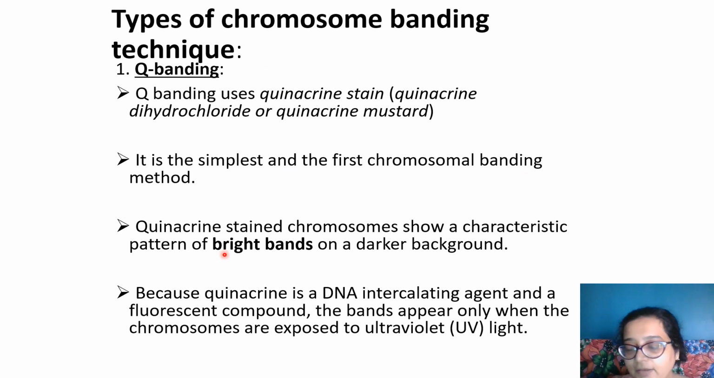So quinacrine banding: just like we use Giemsa as a stain, you can also use quinacrine. Quinacrine mustard or quinacrine dihydrochloride was the initial method of chromosome banding where you see fluorescence under UV radiation. On a darker background, the bands appear like bright fluorescent light. Why this happens is that quinacrine is an intercalating agent with DNA, and the fluorescent compound gives fluorescence to the band when exposed to ultraviolet light, which is available in the microscope through which you will visualize this.